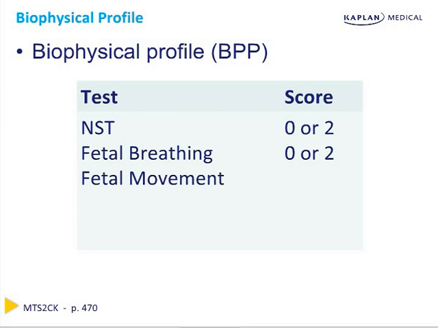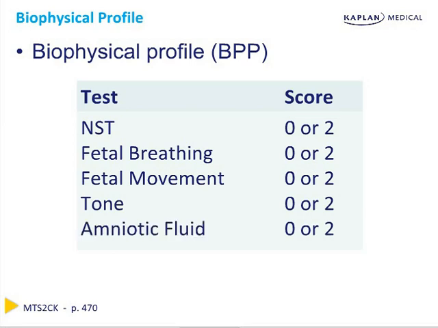Fetal movement is assessed over a 30-minute period of time, and 2 points are given for greater than 3 distinct body or limb movements. Tone is also assessed, and 2 points are given for extension of extremity or the spine with a return to flexion. Finally, the amniotic fluid is assessed. In this case, 2 points is given if an amniotic fluid index greater than 5 centimeters is found, or a maximum vertical pocket greater than 2 centimeters is found. Again, each category is worth 2 points, and a BPP of 8 to 10 is normal, 4 to 8 is inconclusive, and below 4 is distinctly abnormal.